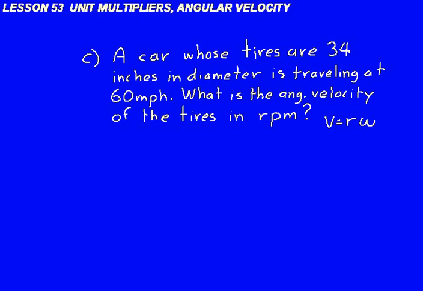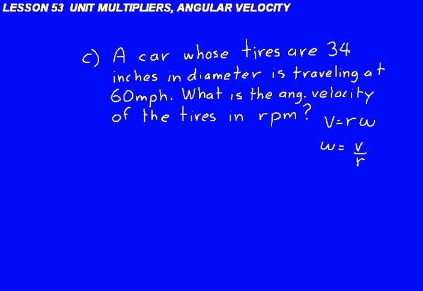Think about the question that they're asking. What is the angular velocity? So they want to know what omega is. So we can rearrange that. Omega is equal to V over R. We have the speed is 60 miles per hour. We have the diameter is 34 inches. So the radius would be 17 inches. And we want to know the angular velocity in revolutions per minute. So we'll have to use some unit multipliers to get it in the right units that we want. When you do these problems dealing with angular velocity, they'll want you to write your answer like a unit multiplier problem, like we did in practice problem A and B, where you have all the factors written out. So let's just go ahead and start working on this one.